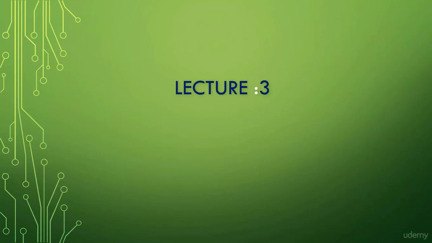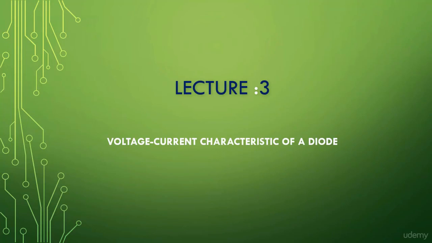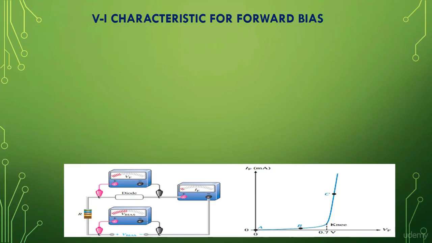Hello, welcome to lecture 3, and the topic of this lecture is voltage current characteristics of diode. We had already discussed in our previous class the biasing of the diode, and we know that there are two types of biasing of diode, forward bias and reverse bias. Now I am going to discuss with you the VI characteristics for the forward biasing.